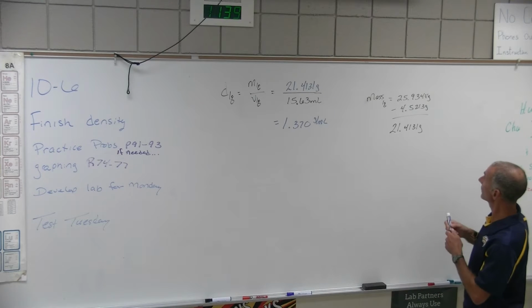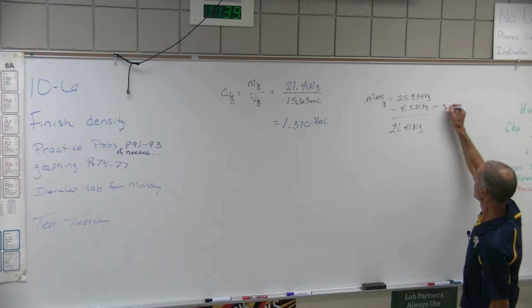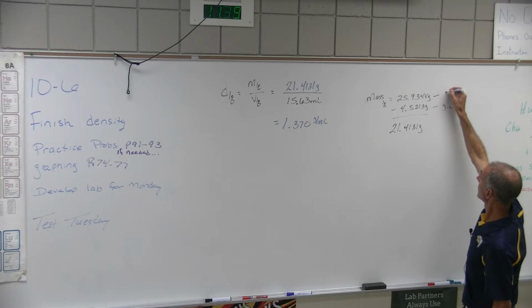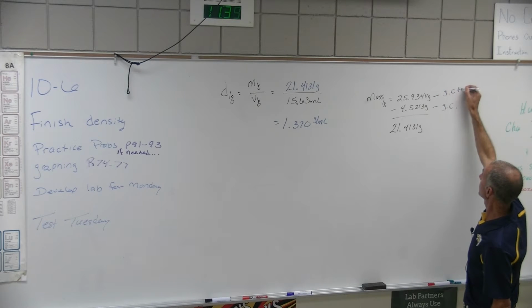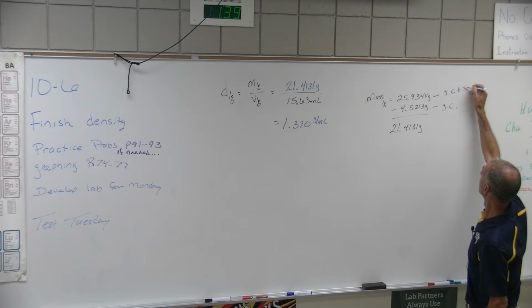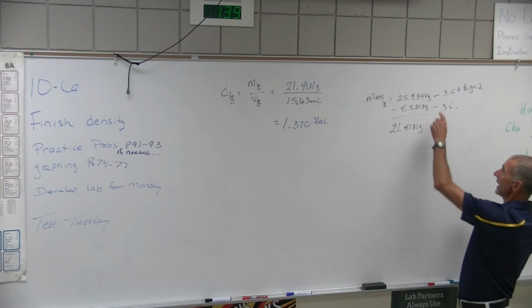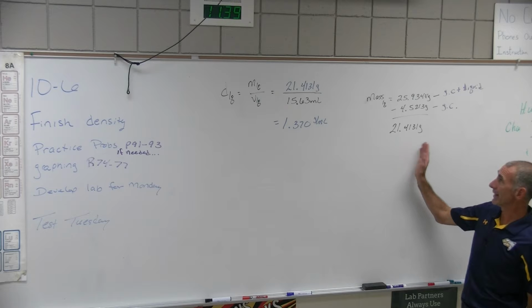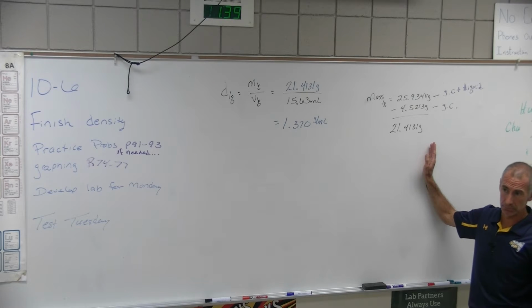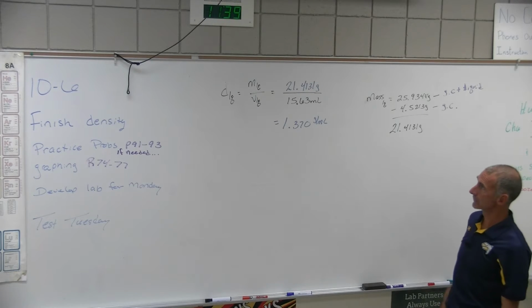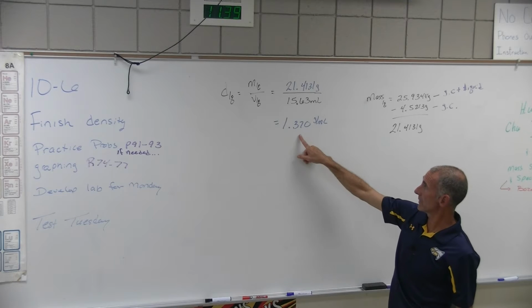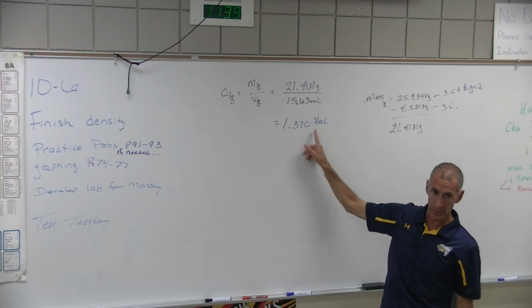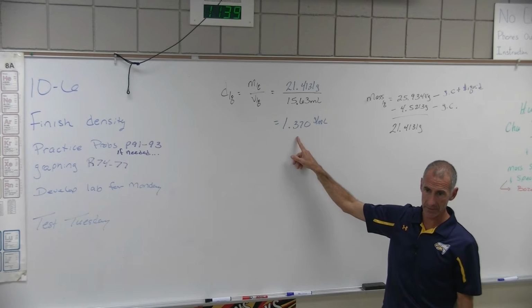Okay? So this is the mass of the graduated cylinder. This is the mass of the graduated cylinder plus the liquid. So if I subtract the two, now I have the mass of the liquid. Right? You might need to do that on Monday's lab. When you do the math, you get 1.370 grams per milliliter. Make sure you use the right sig figs.